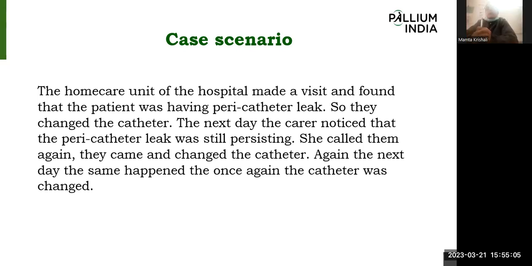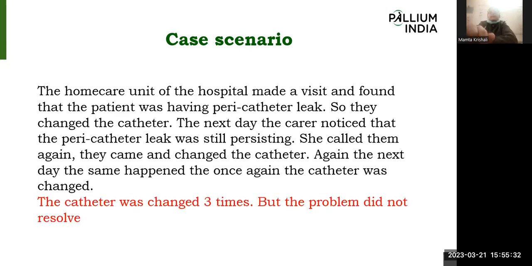The home care unit of the hospital made a visit and found that the patient was having pericatheter leak, so they changed the catheter. The next day the carer noticed that the pericatheter leak was still persisting. She called them again. They came and changed the catheter. Again the next day the same happened. Once again the catheter was changed. The catheter was changed 3 times, but the problem did not resolve.